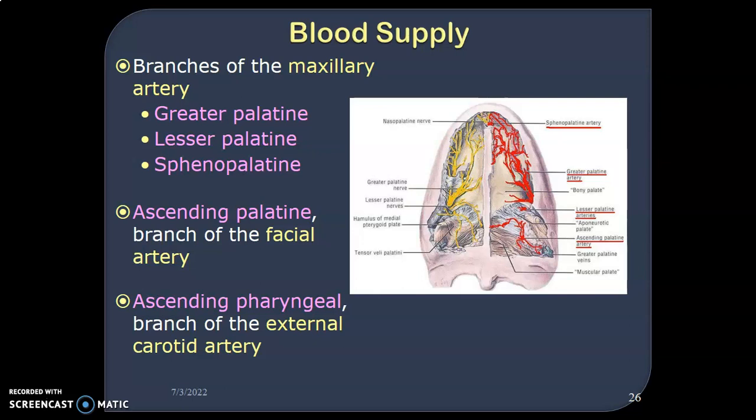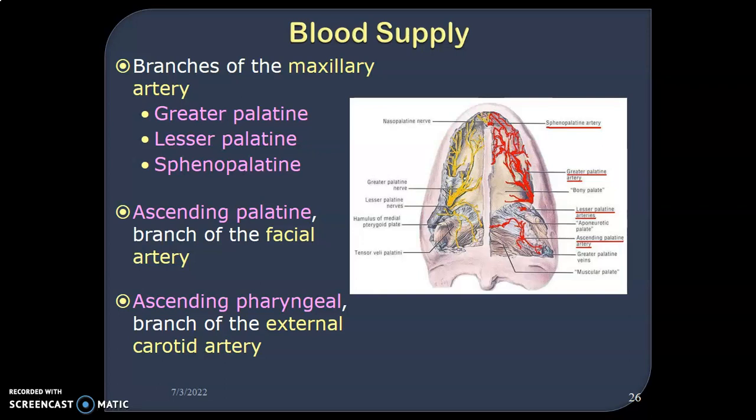Remember, maxillary artery is one of the terminal branches of external carotid arteries. So the maxillary artery gives greater palatine, lesser palatine, and sphenopalatine arteries anteriorly, and these supply the palate. The palate is also supplied by ascending palatine branch from facial artery, and facial artery is from external carotid artery. So you have ascending palatine from facial artery, and also directly from external carotid artery, the ascending pharyngeal artery.